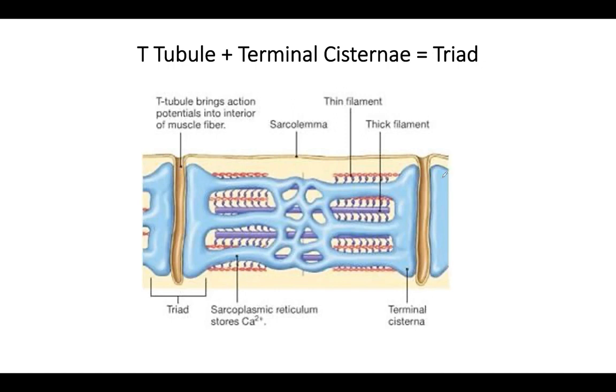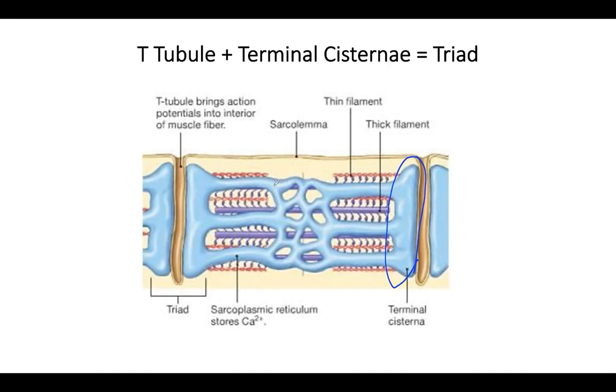Near the T-tubule, the sarcoplasmic reticulum is enlarged to form terminal cisternae. We call this structure terminal cisternae. Here's a terminal cisternae here. Here's another terminal cisternae here. The T-tubule wraps around the sarcomere of the myofibril in the region where actin and myosin myofilaments overlap.